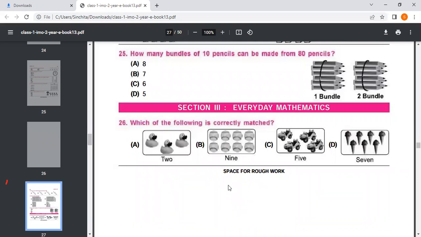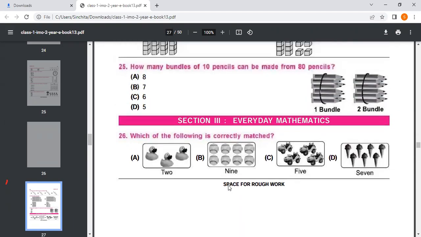10 pencils can be made from 80 pencils. Ma'am, number 25A. Very good. Excellent, Beta. Explain me this answer, Beta.